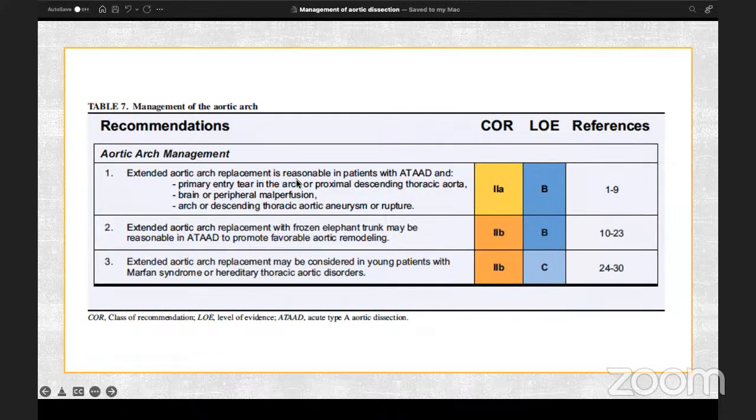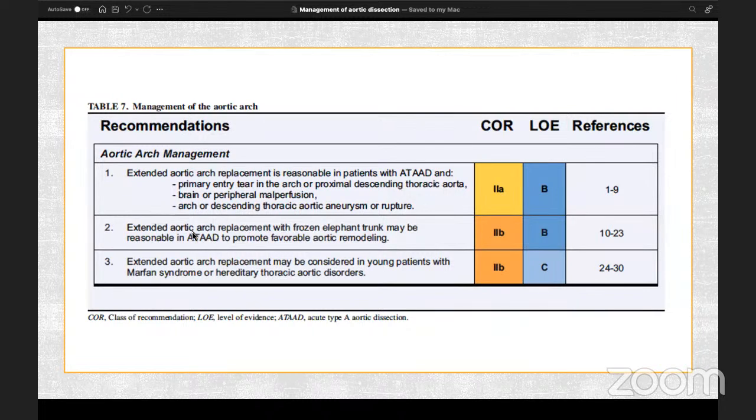Extended arch replacement is reasonable, class 2A, in patients with acute dissection, and if the tear is in the arch or proximal descending aorta, or if there is evidence of brain or peripheral malperfusion, or even if there is an arch or descending thoracic aortic aneurysm, an ascending or arch aneurysm, or rupture.